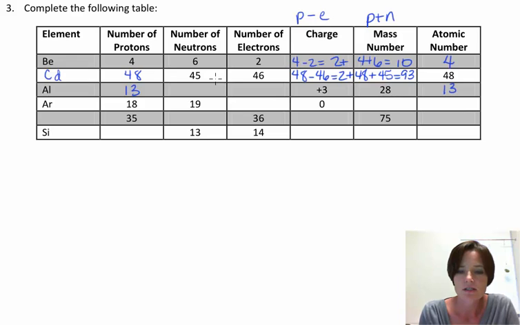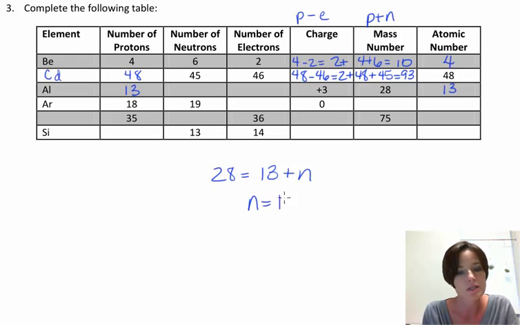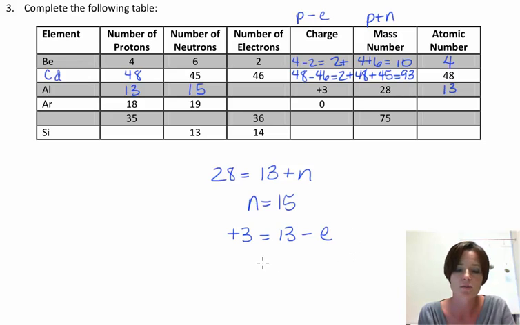To fill in the rest of it, we have to work a little bit backwards. We know that the mass number is 28, and we know that that's going to be equal to the number of protons, which is 13, plus the number of neutrons. So we're going to solve for n. And when you solve for n, it will equal 15. So that's my number of neutrons. And then for the number of electrons, we have a charge, which is positive 3, and that's going to be equal to the number of protons minus the electrons. So in this case, when we solve for e, it is going to be equal to 10. Okay, so we have 10 electrons.